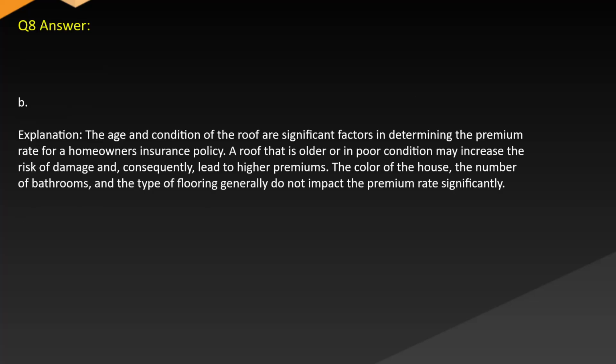Answer B. Explanation. The age and condition of the roof are significant factors in determining the premium rate for a homeowner's insurance policy. A roof that is older or in poor condition may increase the risk of damage and consequently lead to higher premiums. The color of the house, the number of bathrooms, and the type of flooring generally do not impact the premium rate significantly.